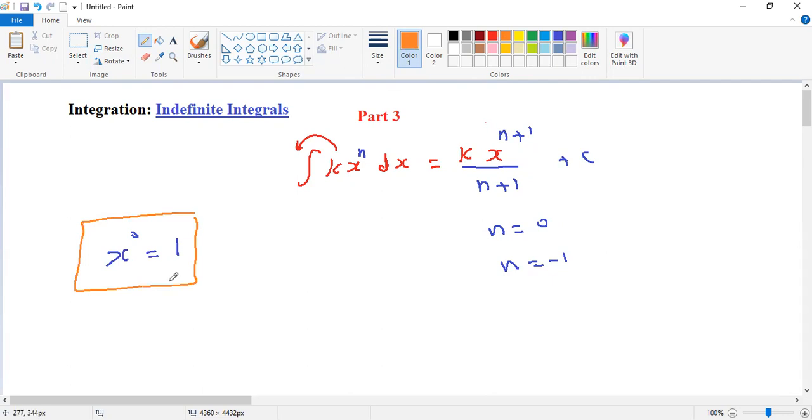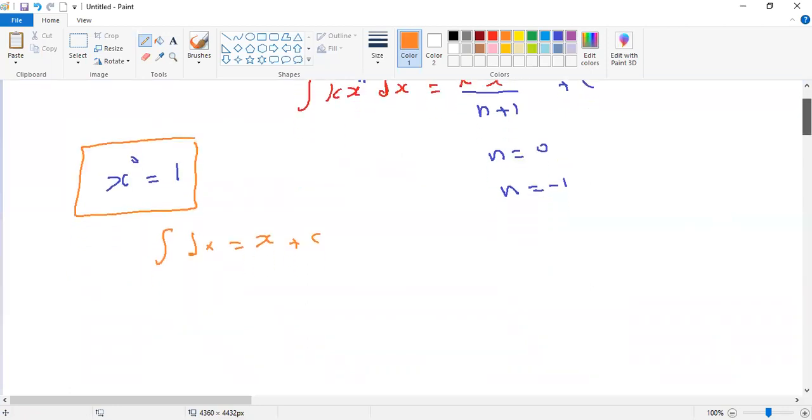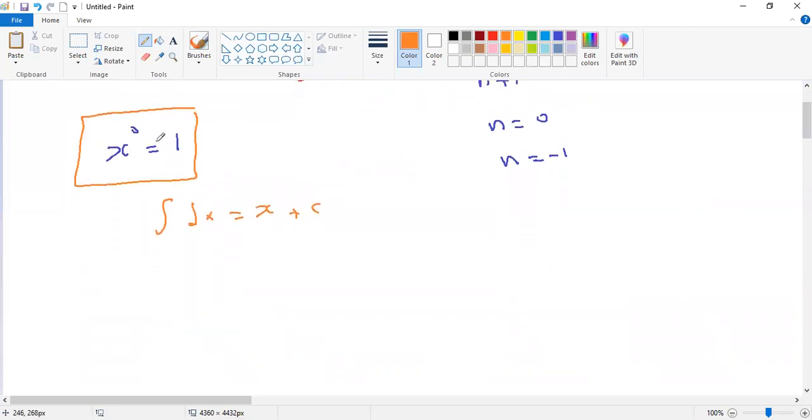So now, the integral of dx equals what? Equal to x. Why? The derivative of x is 1. So plus what? Plus the constant. So now if x to the power 0, the answer here is x, because the derivative of x is 1. In this example. Another example.